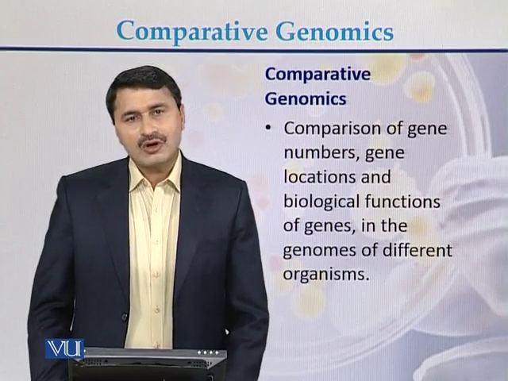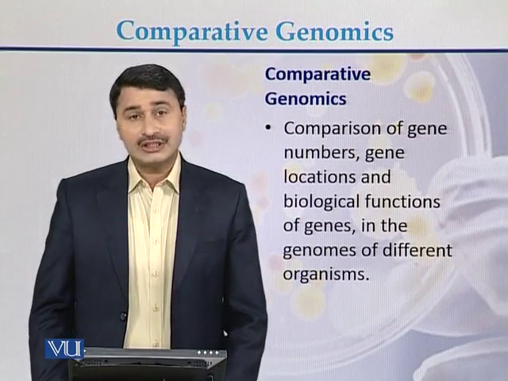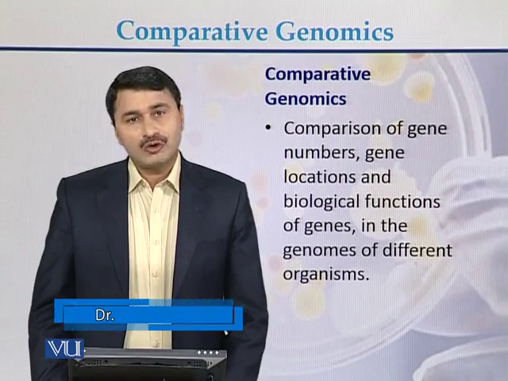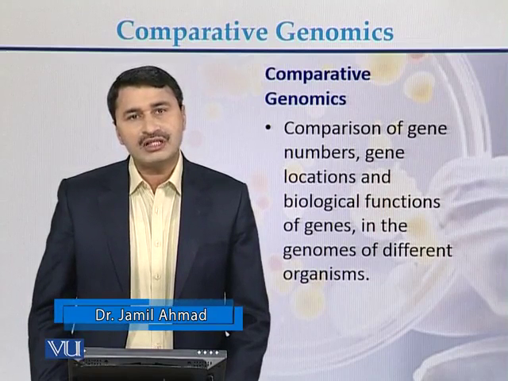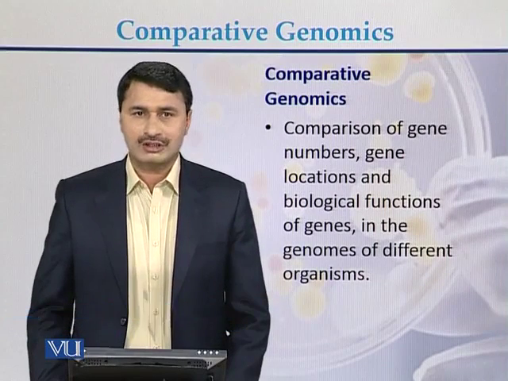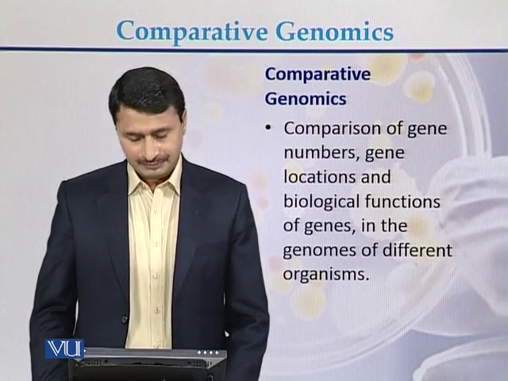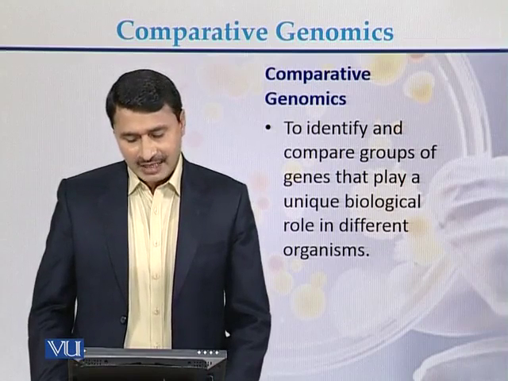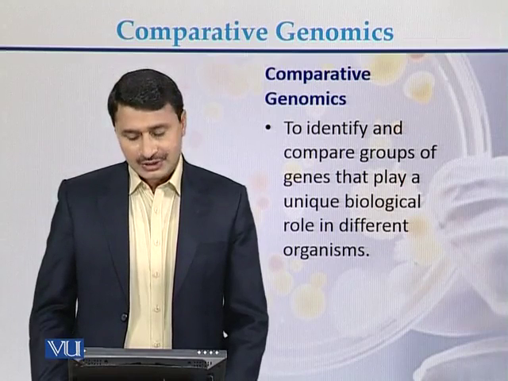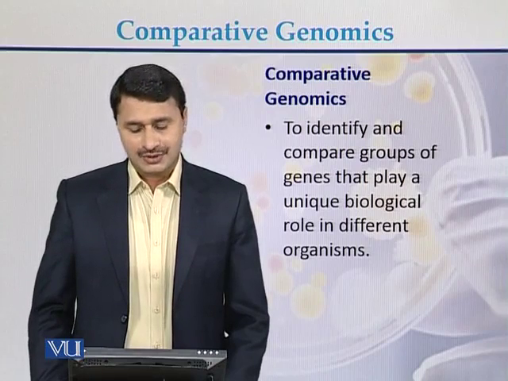In comparative genomics, we compare the gene numbers, the locations of the genes, and the functions of the genes between the genomes of different organisms. Such a subdiscipline of genomics is called comparative genomics. It helps us to identify and compare groups of genes that play a unique biological role in different organisms.